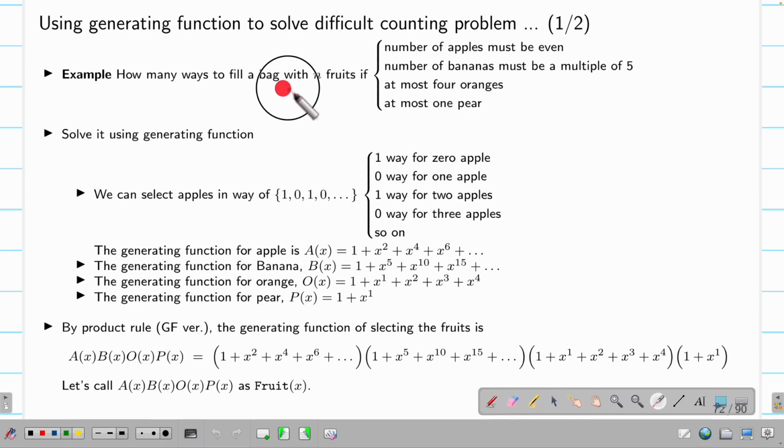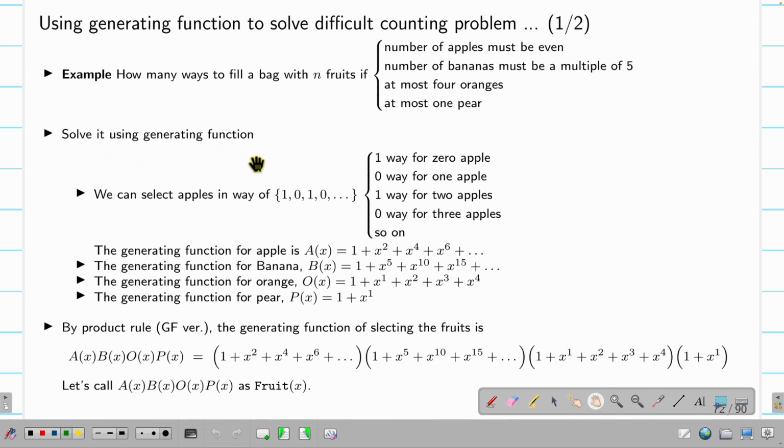So for example, we have a bag with n fruit, and how many ways can you fill a bag with n fruit? And let's say n is 100, okay? Number of apples must be even. Number of banana must be a multiple of 5. At most 4 orange. At most 1 pear. Okay? Then how do you do that?